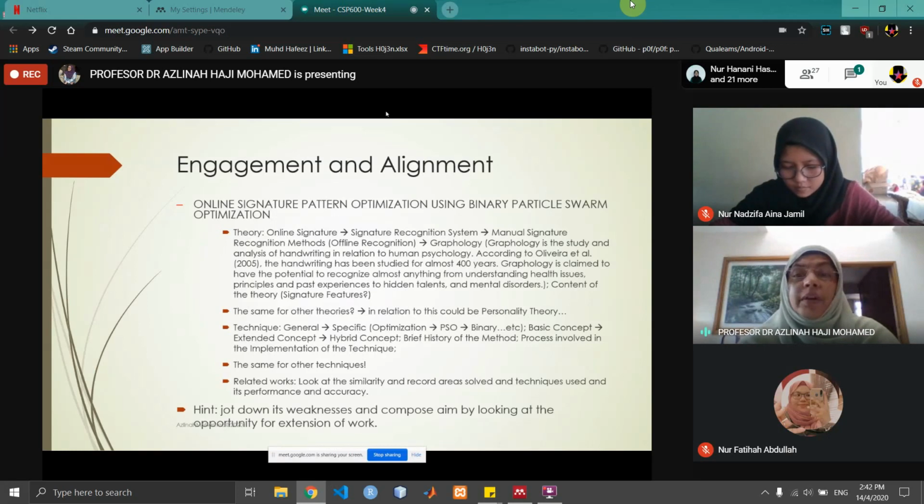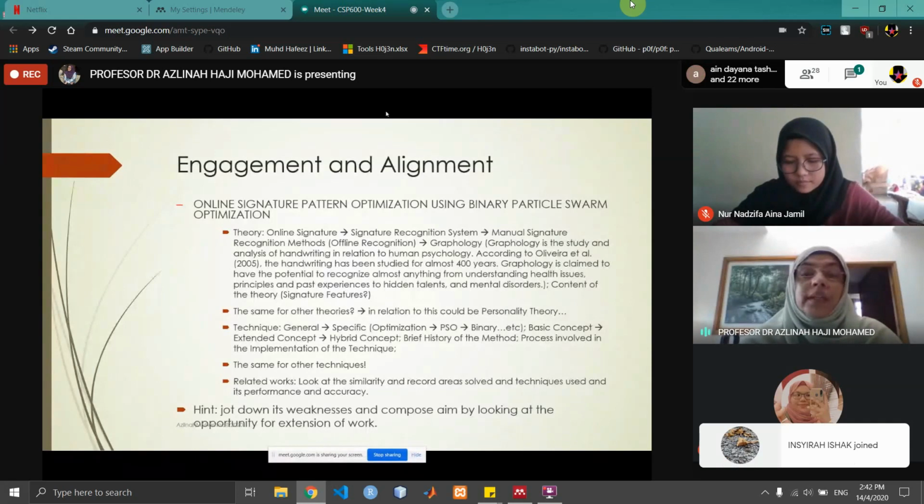I give you a definition of graphology here. Graphology is the study and analysis of handwriting in relation to human psychology. This is scientific research. You see how it is being cited here, according to Oliver et al. That means Oliver and friends. If you go to the references, you'll get all the names of the friends.